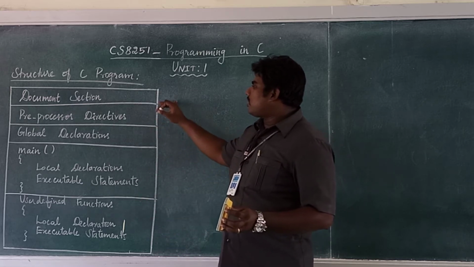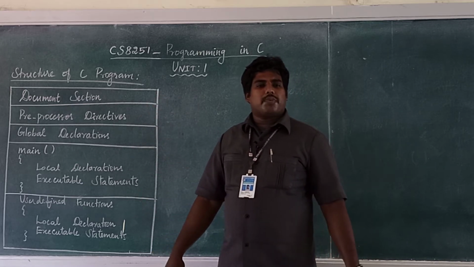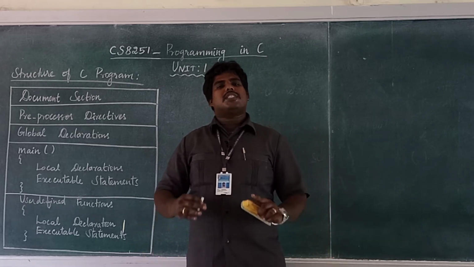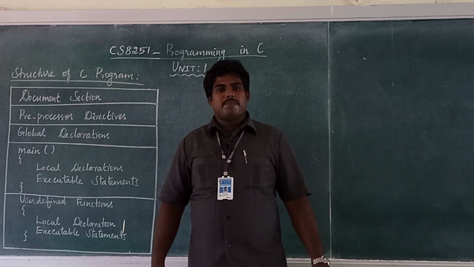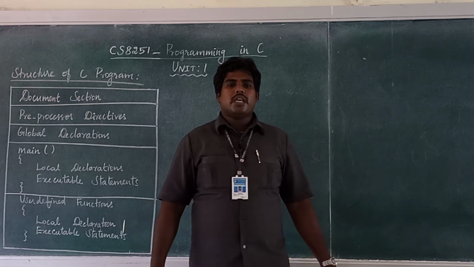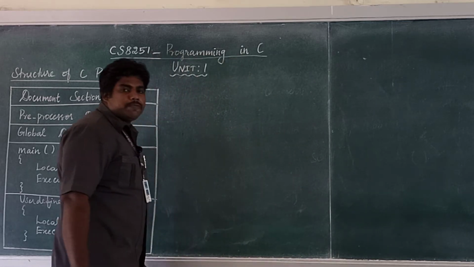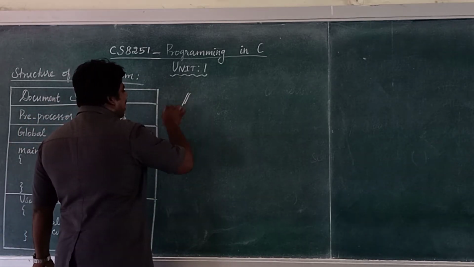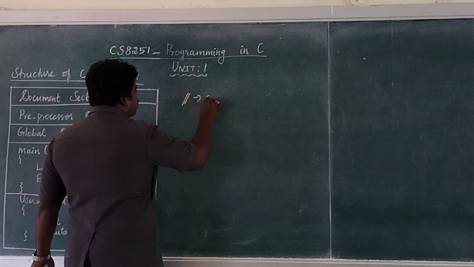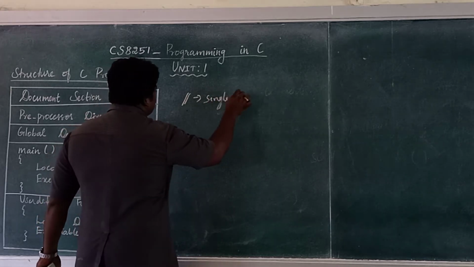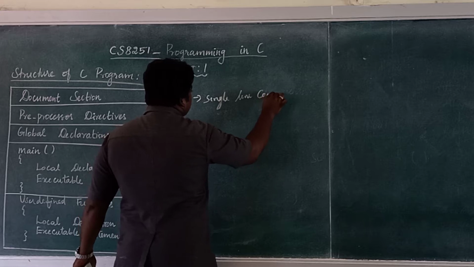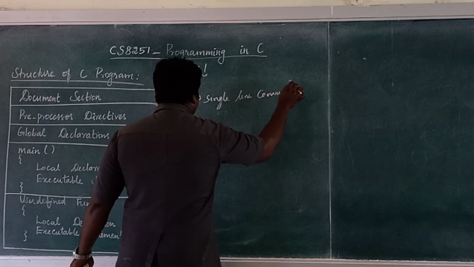Okay. The first section of the structure of C program is the document section. Document section is nothing but giving some explanation about the program or the name of the program. Your document section can be written in two ways. The first one is the double slash symbol, which denotes a single line comment.